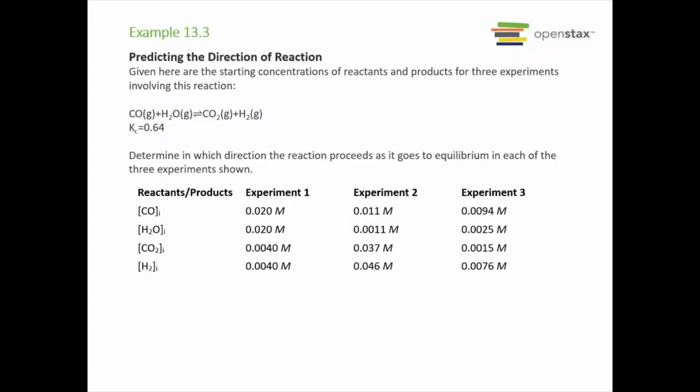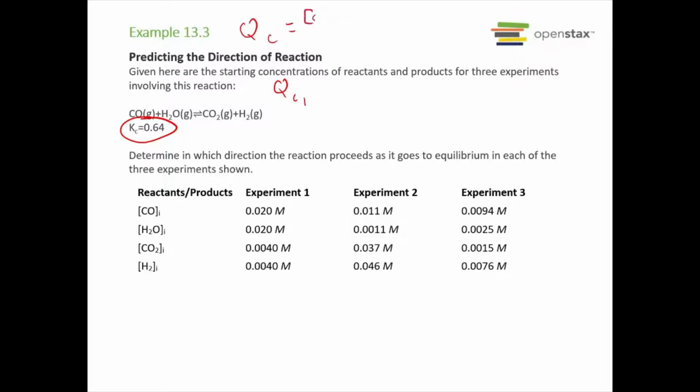So let's go ahead and look at an example. Example 13.3. We're given some starting concentrations of reactants and products for 3 experiments, and we want to determine the direction that the reaction is going to proceed as it goes to equilibrium in each of these 3 experiments. So we see the concentrations for experiments 1, 2, and 3. We're given a Kc, so that means we need to compare Kc against Qc. So let's go ahead and start by looking at experiment 1. I'm just going to do it up here because it's a little easier for me. And then let's write a general Qc equation.